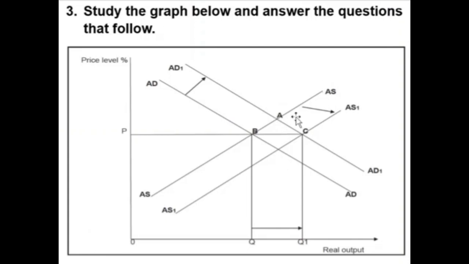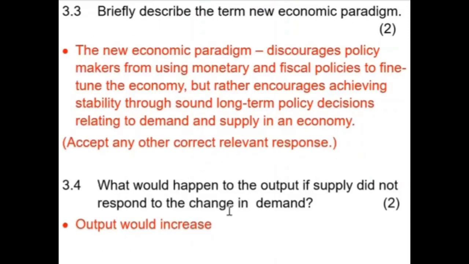The supplier will definitely supply more. Why? Because they're getting a higher price. So if you were to draw a little line down there, can you see the quantity is still more? So the answer is actually very straightforward. It's just output will increase. Quantity will increase, no? Okay.